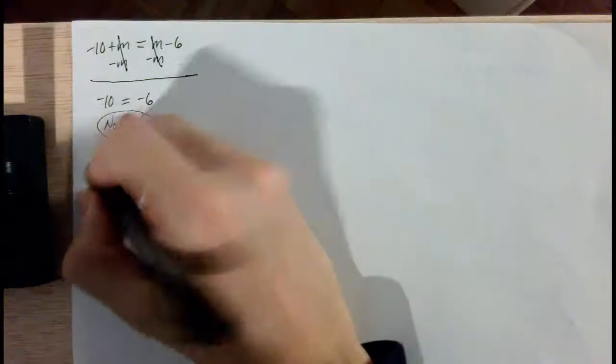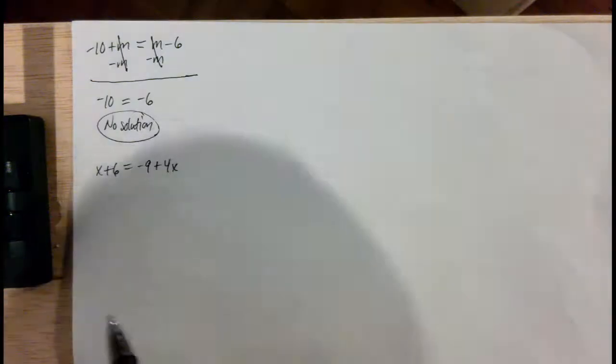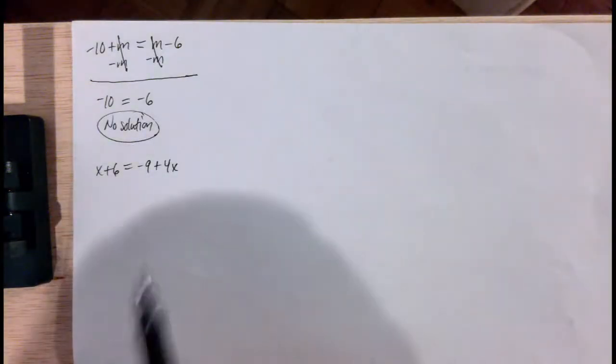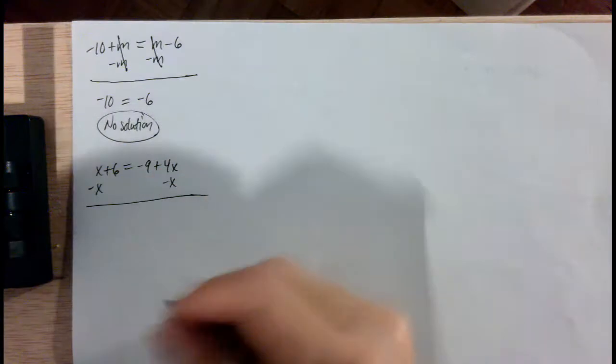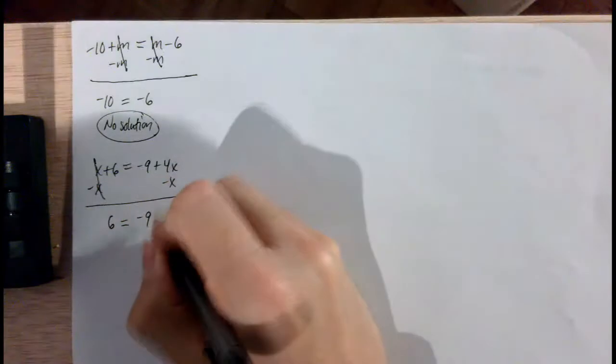In the second example, you have x plus 6 is equal to negative 9 plus 4x. Same thing, this is an equation with variables on both sides. I want to move the lowest variable. So I have x and I have 4x, so I'm going to get rid of this 1x. In order to get rid of 1x, I'm going to subtract it from both sides. You don't have to write 1x, you just simply write x. These x's will cancel. I'm left with 6 is equal to negative 9, and then 4x minus 1x, which is 3x.